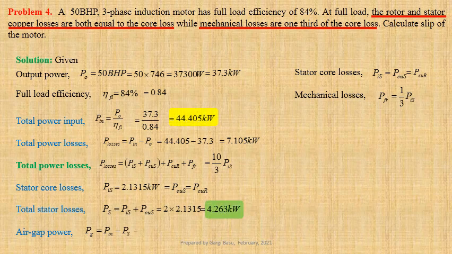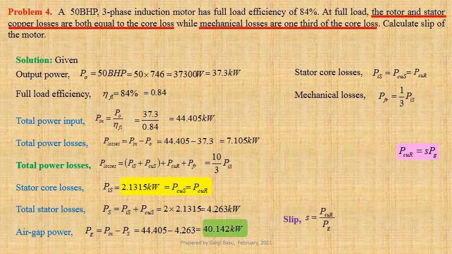Air gap power PG equals P in minus PS. Using values, we get 44.405 minus 4.263, that gives us 40.142 kilowatt. Since P copper R equals S times PG, slip S equals P copper R divided by PG. Using values, we get 2.1315 divided by 40.142, that gives us 0.0531 or 5.31%.